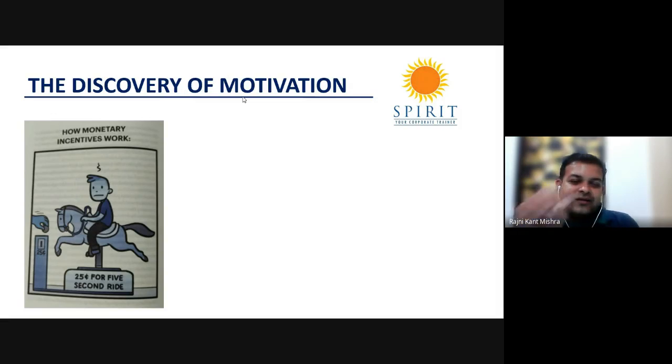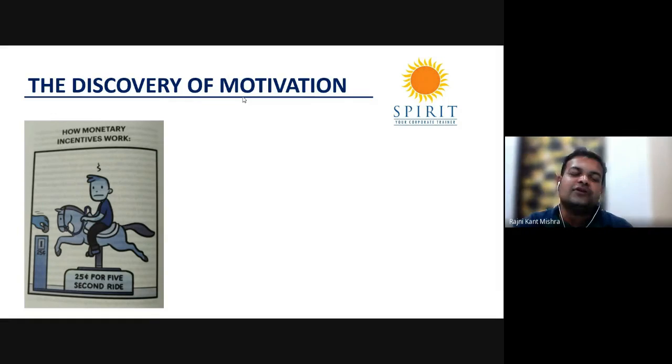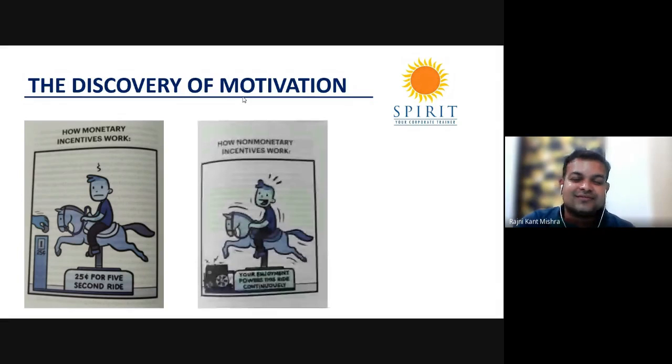So what is happening? If you are say paying 25 rupees, here it is cents, we say rupees. Okay, so if I'm going to pay 25 rupees, and if you know that in 25 rupees you can ride that horse and enjoy that horse for say 10 minutes, then you are going to enjoy that horse for 10 minutes. But during those 10 minutes also, there will be something inside your mind that after 10 minutes I'm not going to get this. Right? So I have to pay 25 rupees more automatically. That is how the mind actually responds to monetary incentives. And how do non-monetary incentives work?